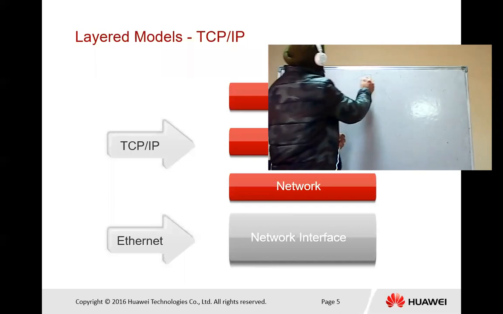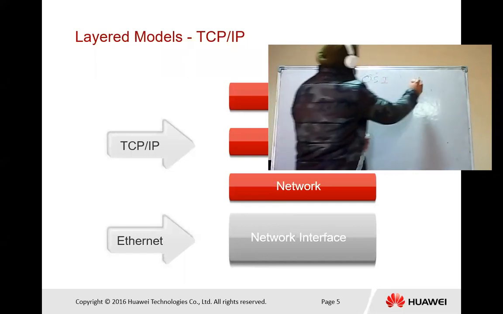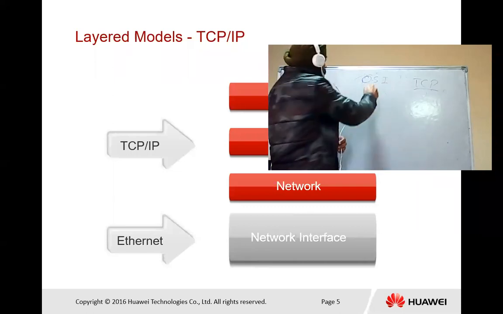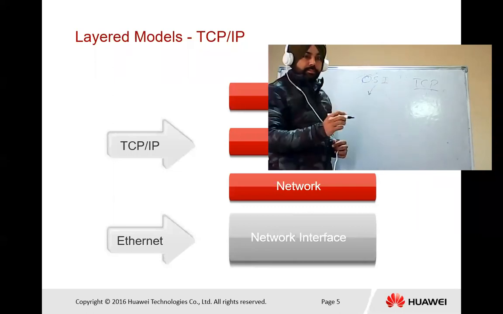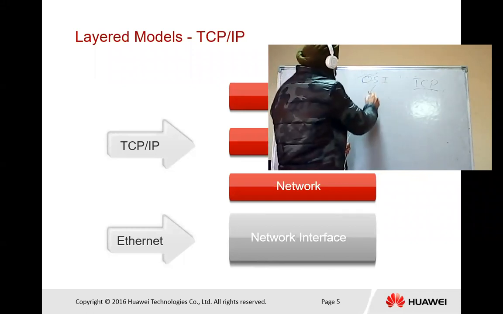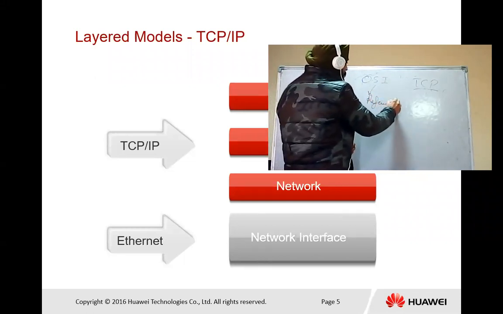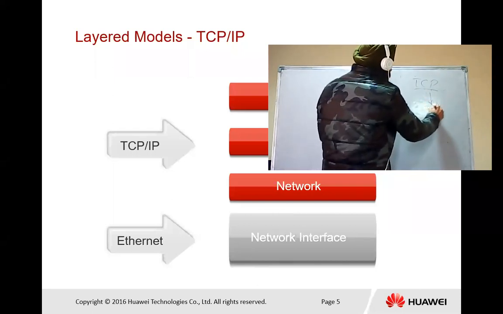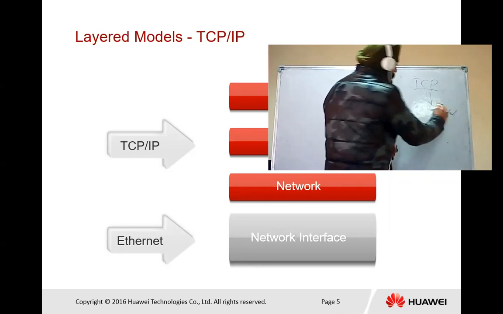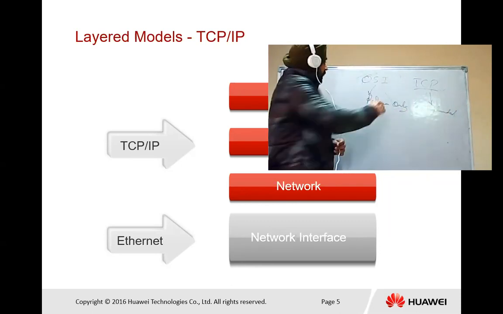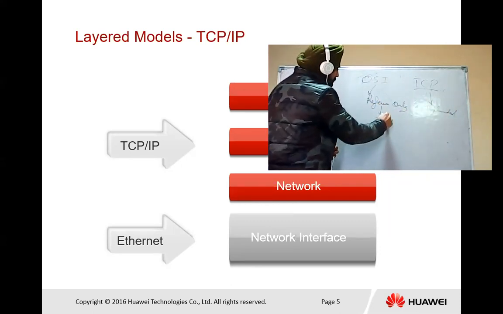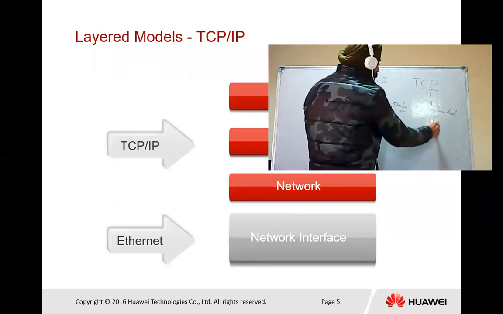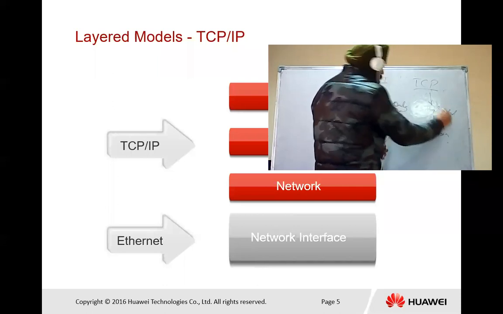We are talking about the OSI and TCP/IP. The OSI is only a reference model, specifically for reference only, and TCP/IP is the implemented model. OSI has 7 layers, and TCP/IP has 4 layers.